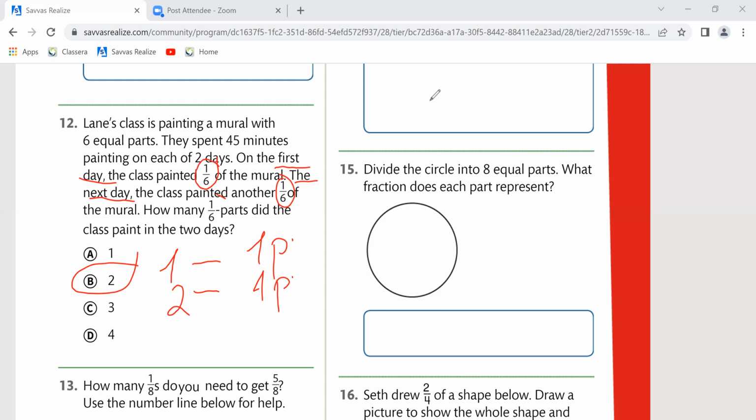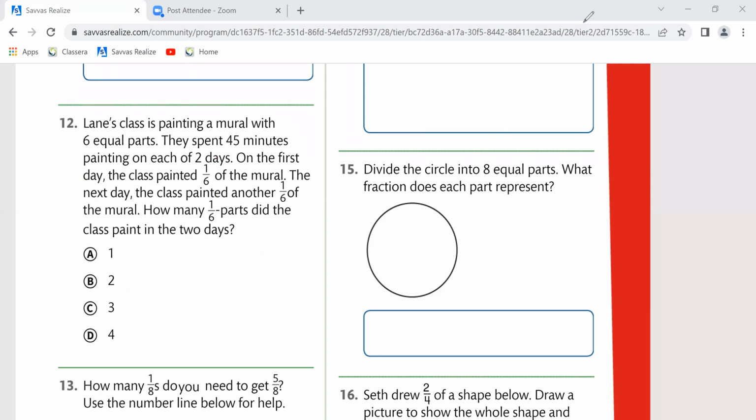So, for example, one day she painted 1 out of 5. Next day, she painted 2 out of 5. How many parts did she paint together? 3 out of 5. Just 3 parts, because here we don't have out of 5. We have how many parts? 2. How many parts like this? 3. Is it clear? Yes. Okay, next. Yes, we add numerators.